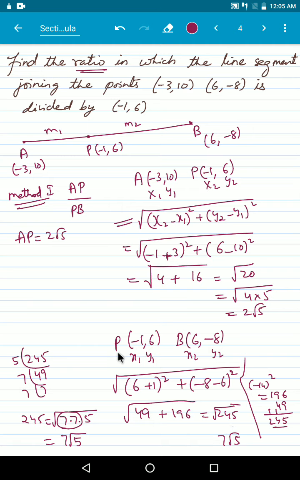The value of PB is 7 root 5. Now if you divide this, root 5 will get cancelled, right? So 2 by 7 will be the ratio, or 2 is to 7. So m1 is equal to 2, m2 is equal to 7. Okay, this is one method. I hope you understood this method.